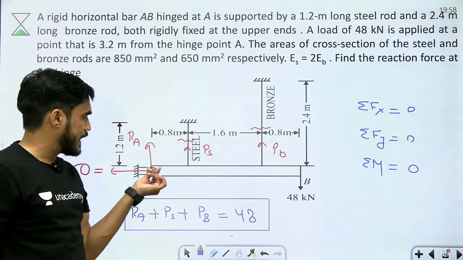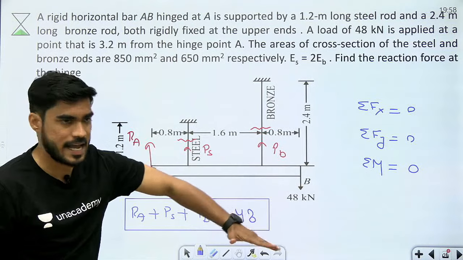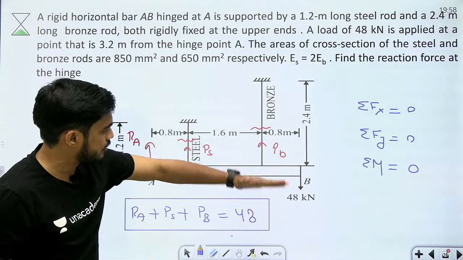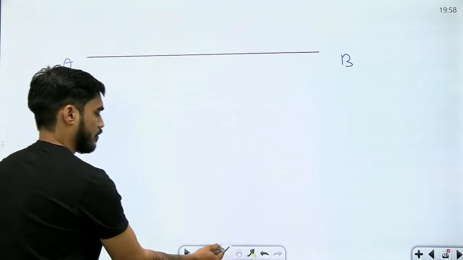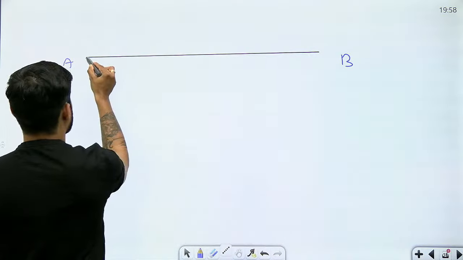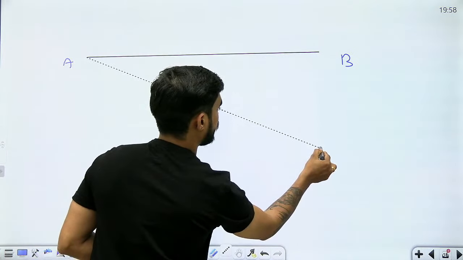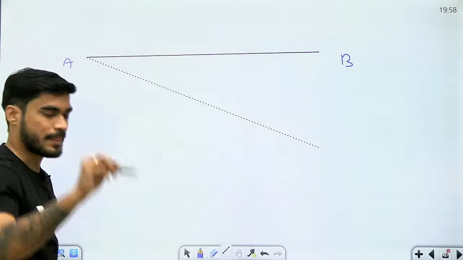This bar is hinged at A. So it is going to rotate about this hinge, right? This bar is hinged at A, so it is going to rotate about the hinge. So beta, finally it will become like this, right? Finally it will become like this. Now beta, see.